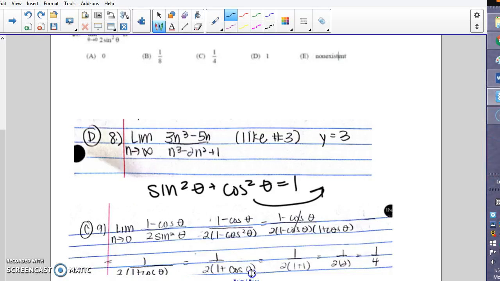Replace theta with 0. Cosine of 0, hanging out right there, that's your base, is 1. Simplifies down into 1/4.